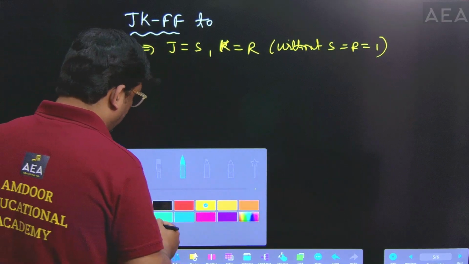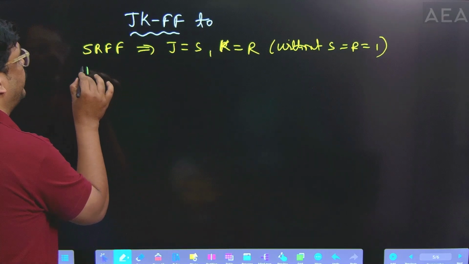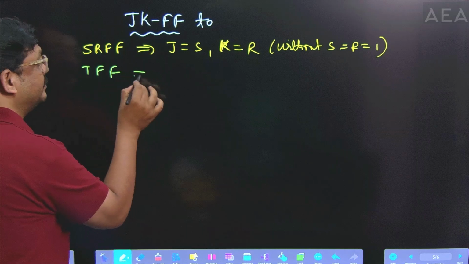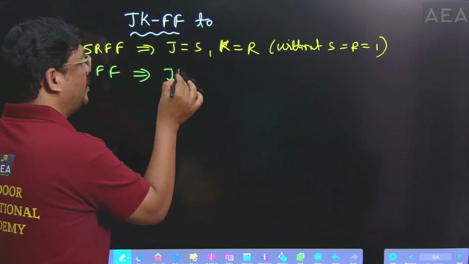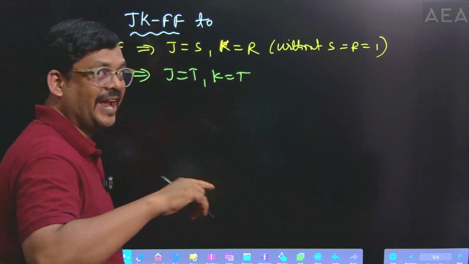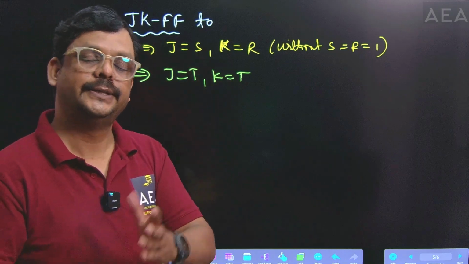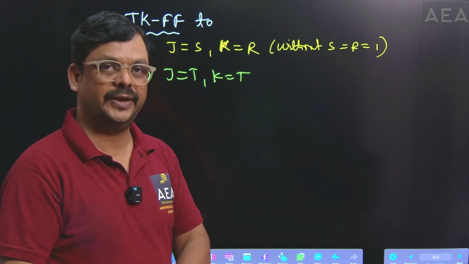And later I am going to discuss this JK flip-flop to toggle flip-flop. How to convert? I think I already explained in the previous video, right? So J is equal to T and K is also T. If J and K both are short circuited, then it acts as a toggle flip-flop. That conversion also I have already explained here.